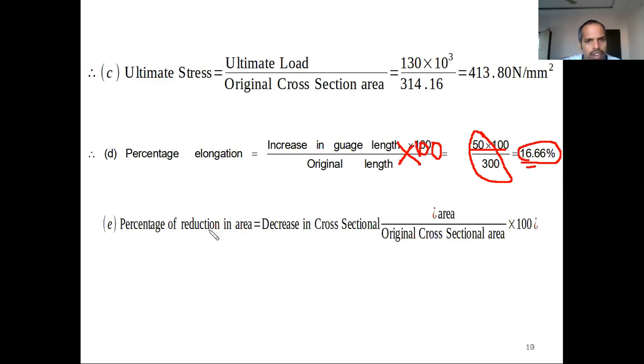So percentage reduction in area is the decrease in cross sectional area divided by the original cross section area.